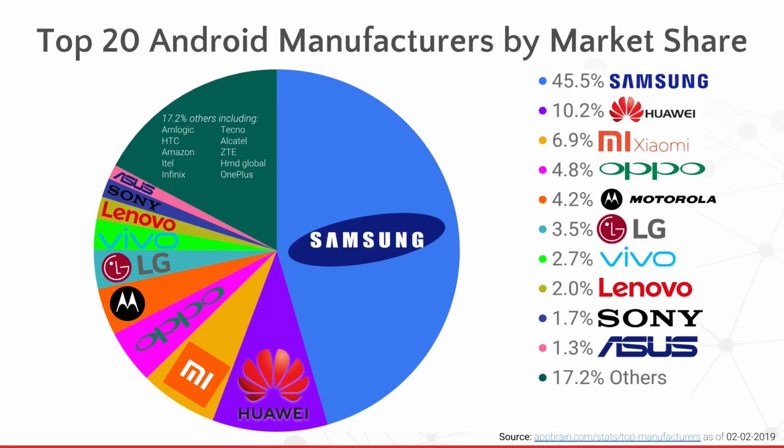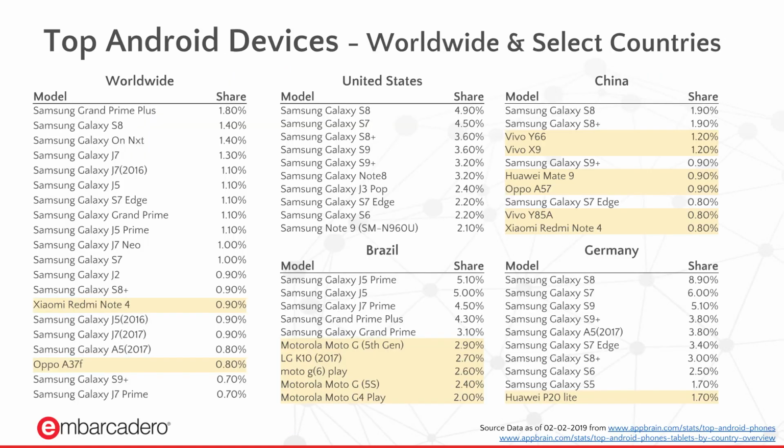This is the top 20 Android manufacturers by market share. You can see 45% of all the Android devices are Samsung devices. Okay. The next three are from China, and then everybody else is really a bit player at this point. So it really is quite interesting to see this, to realize how big of an impact Samsung has in Android. Most devices are Android.